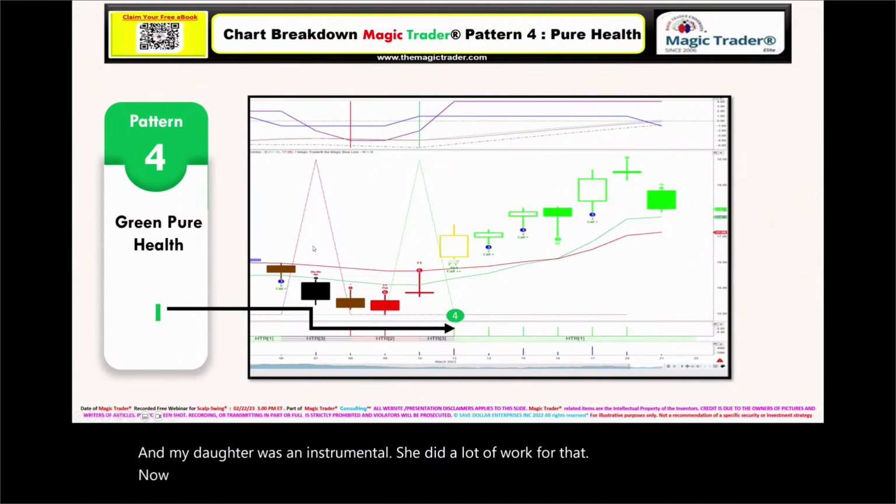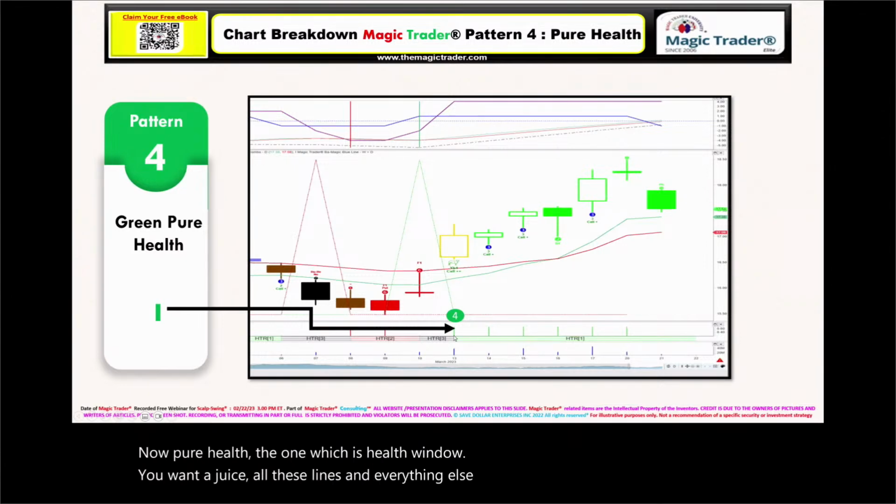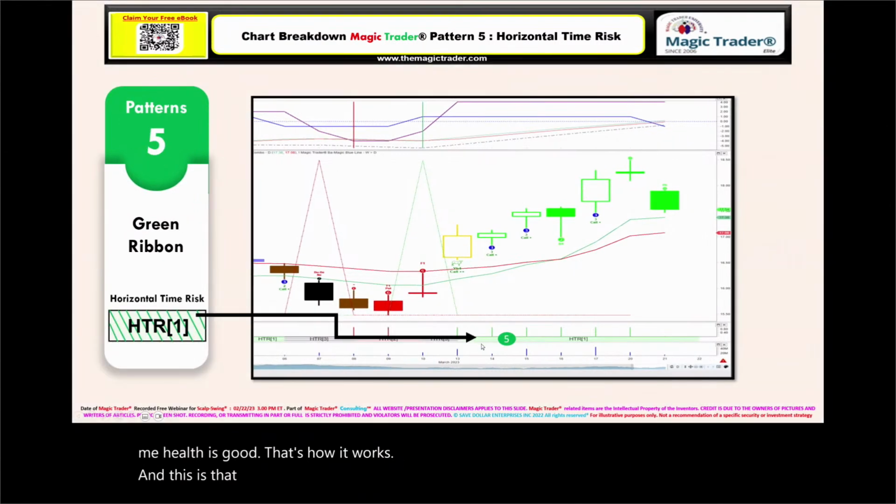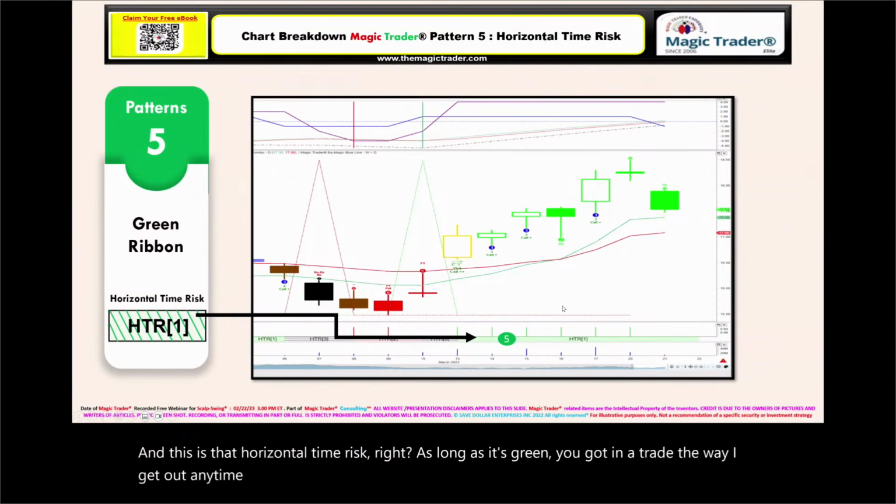Now, pure health, the health window, you want to use all these lines and everything else. So this simple line here tells me health is good. And this is that horizontal time risk. As long as it's green, you're good in a trade. The way I get out, anytime an opposite spike forms, say red, or even halfway, I get out.